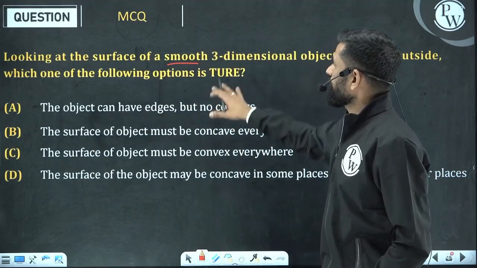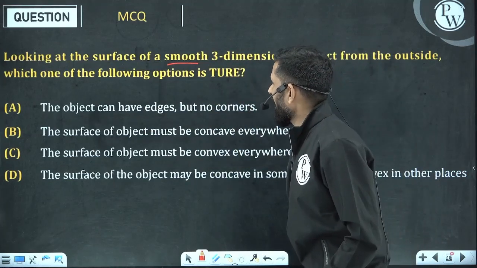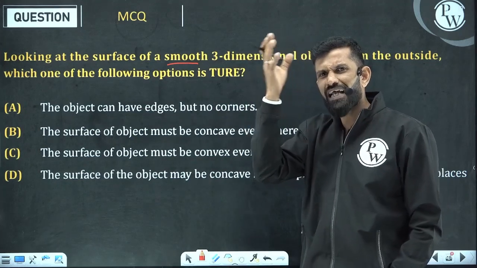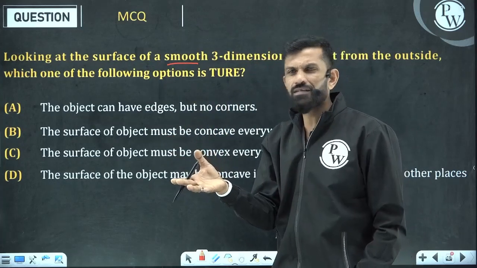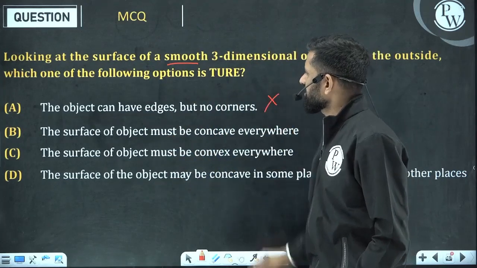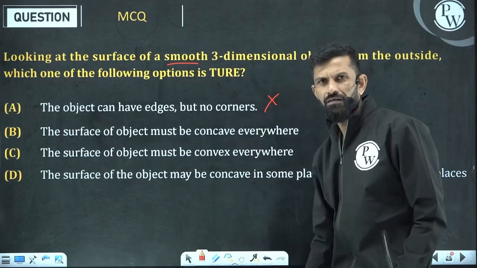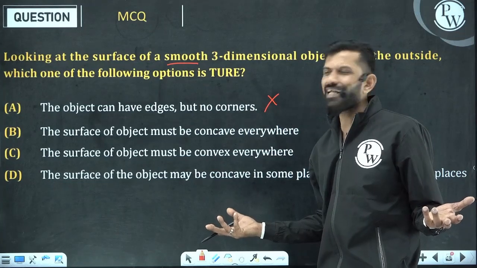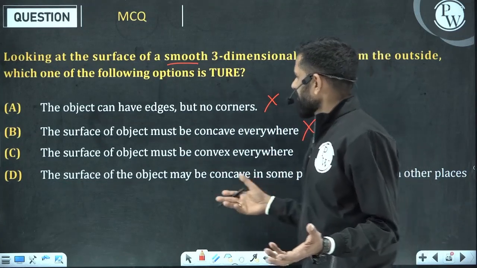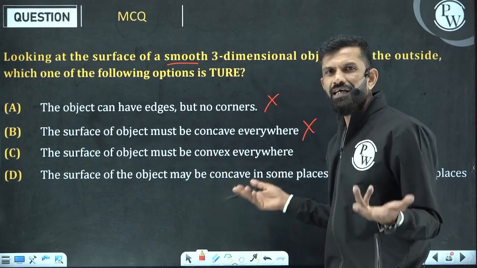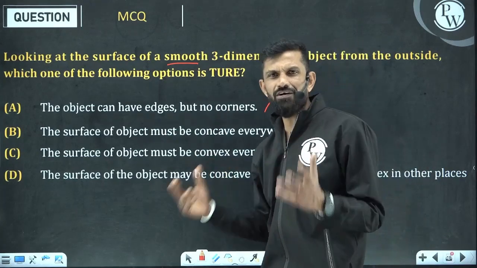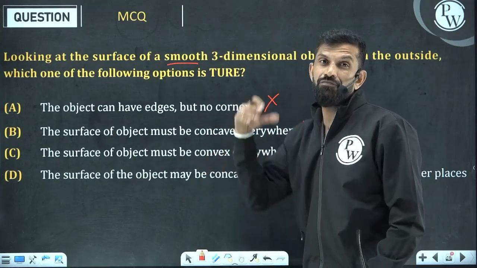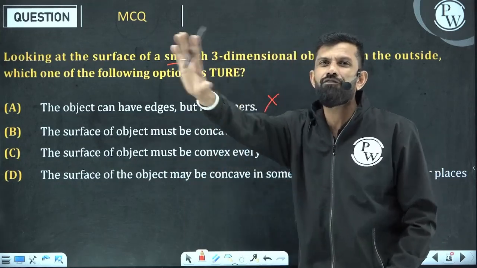Which one of the following options is true? The object can have edges but no corners. Can we say by seeing that the object has edges but no corners? So my dear friend, this cannot be the answer. The surface of the object must be concave everywhere. It can be concave, it can be convex. We cannot say that. The surface of the object must be convex everywhere. We cannot say whether it is concave or convex. So the surface of the object can be concave, can be convex. Some of the surfaces can be concave because by looking it is smooth.